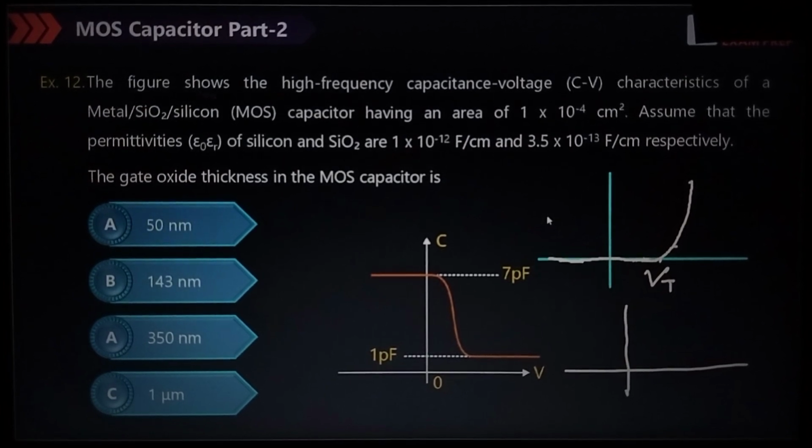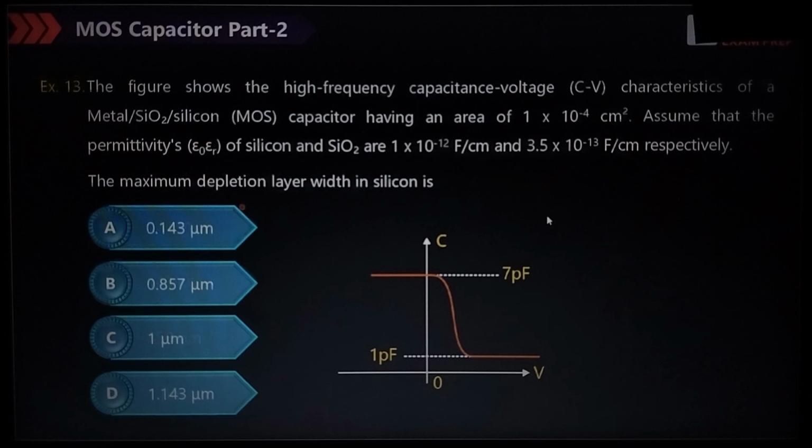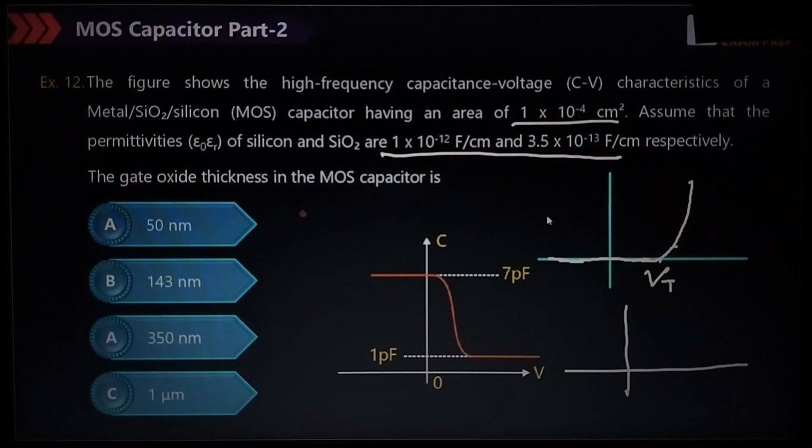Simply, the figure shows the high frequency capacitance of a metal oxide semiconductor having area given. Assume that the permittivity of silicon and SiO2 is given. The gate oxide thickness in the MOS capacitor, we have to calculate the TOX. It is a formula based question. So what is the formula? Here 7 picofarad is given. According to the graph, it is the COX dash. Normally we are given the capacitance per unit area, but here the capacitance is given, not per unit area. It will become A into COX. So from the diagram, ACOX is 7 picofarad.